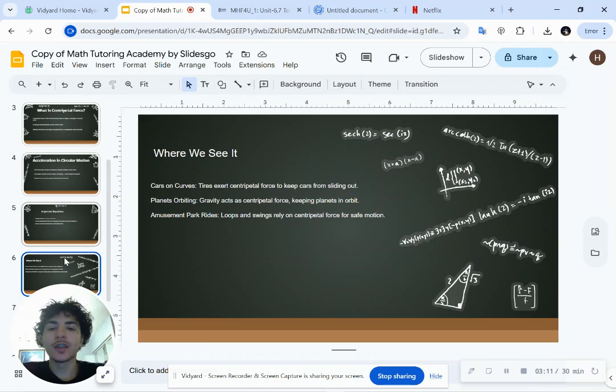Amusement park rides. When we see loops and swings, they rely on centripetal force for safe motion. We need this force so that when you're going around a loop and you're upside down, you don't fall off the tracks. And if you're going in circles, you don't fly out. We need this so everything stays in the circles and the loops and stays together.